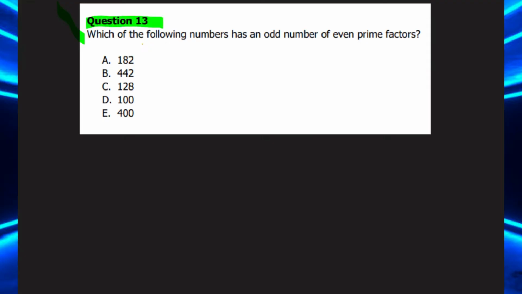We are on to question number 13. Which of the following numbers has an odd number of even prime factors? So we are finding all the prime factors first, looking at the even prime factors. If you're wondering, the only even number which is also a prime number is just 2. There is no other even prime factor. So we will be looking at 2s, and you're looking for those numbers which have an odd number of these even prime factors.